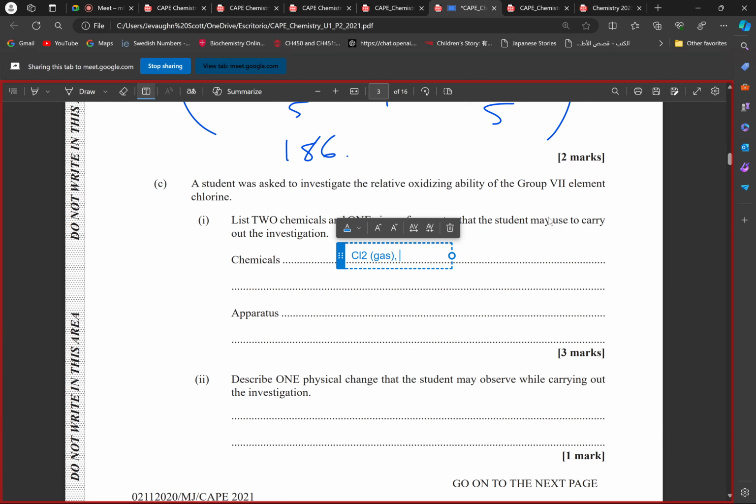Okay, first of all, what are we doing here? What's the process that we're going to use? And then we outline the chemicals and apparatus. What process are you using? We can use iron and the halide.